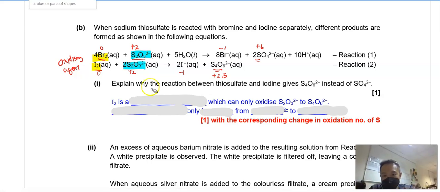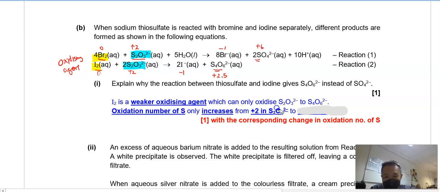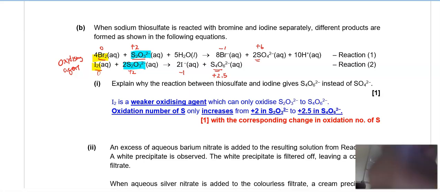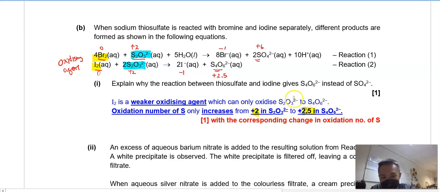So in this case, because the extent of change in oxidation number for the case of iodine is only from +2 to +2.5, the change is smaller, and therefore you can conclude iodine is a weaker oxidizing agent, as the oxidation number only increases from +2 to +2.5. So you need to indicate what's the change in the oxidation number, and in what species. This is a standard template that we have taught you in redox. To compare reducing strength or oxidizing strength, you always need to compare the change in the oxidation number.